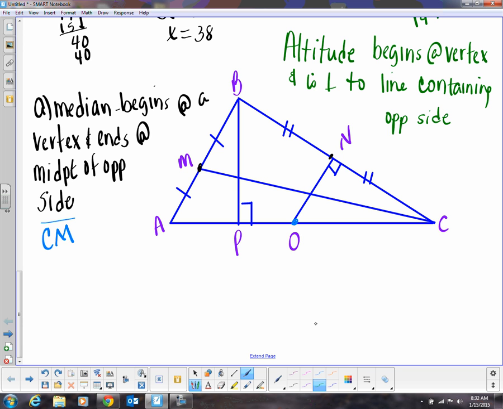We have to do that for the obtuse one. I can show you that in a minute. I see this perpendicular and I see this perpendicular. However, there is only one altitude. Why is it BP and not ON? It starts at a vertex where ON does not.